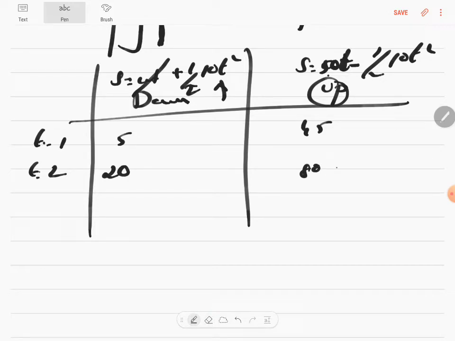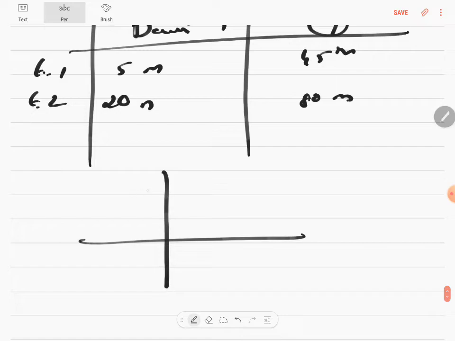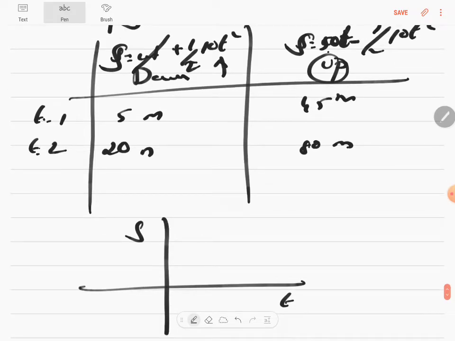So like this, this is all displacement, right? S, displacement. You have to draw an S-T graph. You have to do a displacement time graph, for which you should mark the scale which is convenient for both the graphs. Okay, so look at this.